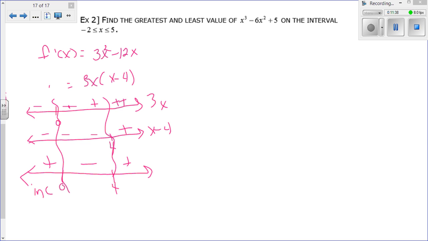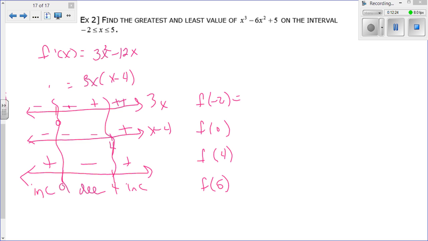So my function is increasing, decreasing, increasing. So that means at 0 and 4, I'm going to have some sort of local min or local max. If I'm going increasing to decreasing, that would give me a max. Decreasing to increasing, I'd be having a minimum. So we need to find f of -2, which is one of our endpoints, f of 0, f of 4, and f of 5. That's my other endpoint.